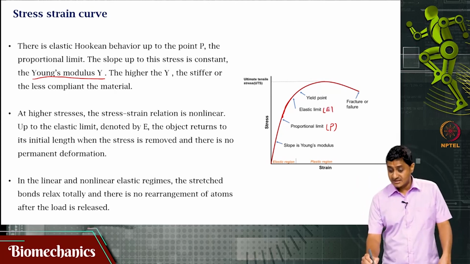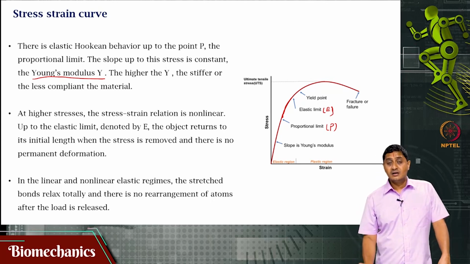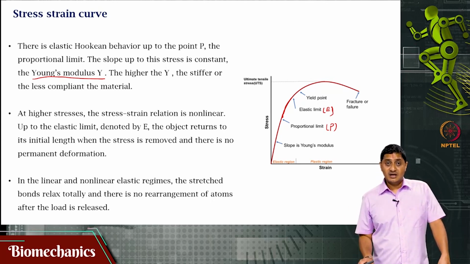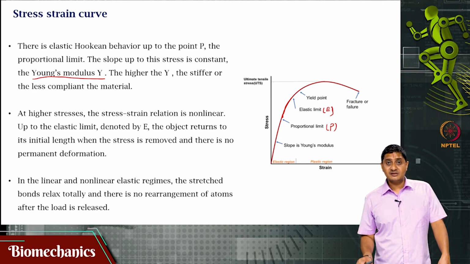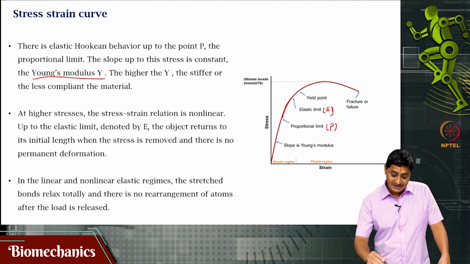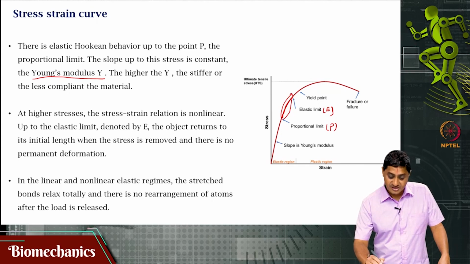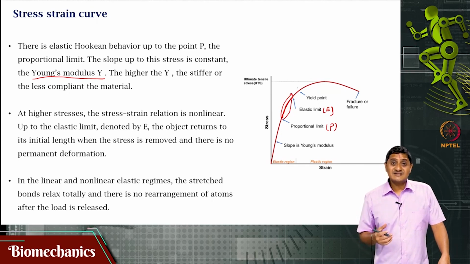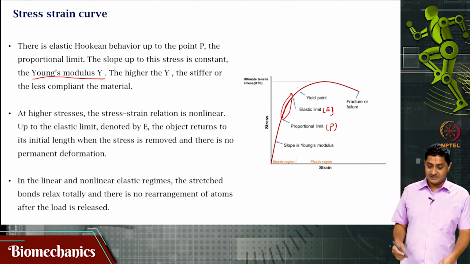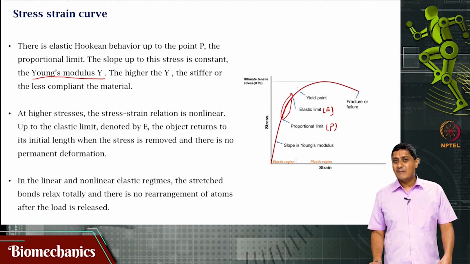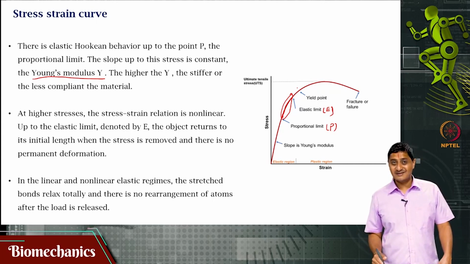So, that means that there is a point beyond the proportional limit, after which if you stop applying the stress, the material will go back to its original state. So, it still exhibits elastic behavior, just that in this regime, the relationship is not linear. It is a non-linear spring, or it is exhibiting non-linear property, but it still is elastic. The object returns to its initial length when the stress is removed. So, there is no permanent deformation. This is called the elastic limit.